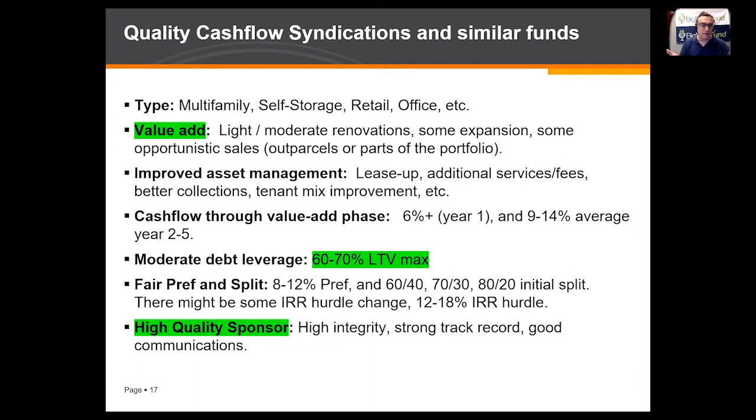6% here is an example. It could be lower. It doesn't have to be 6%. I do like when it is at least 6%, but it's not the only driver of a quality cash flow syndication. So don't just look at the cash flow for year one as the only variable. Look at the cash flow story. If year one is subdued, but year two is improving and year three is improving, and you see cash flow improving over multiple years, that's a good story.